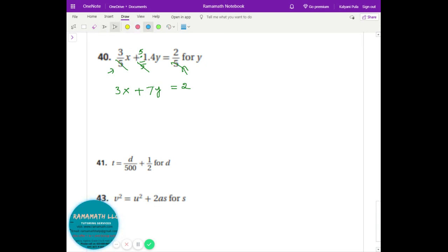As you're solving for y, you don't want the other term. You can just send it to the other side, writing minus 3x. And then 7y equals minus 3x. Just divide by 7, and then you get the answer. Okay, that's all you do.